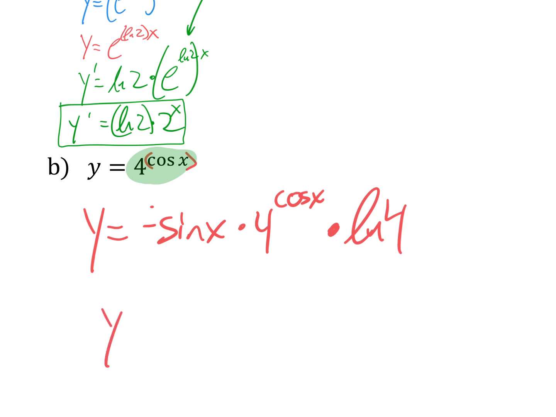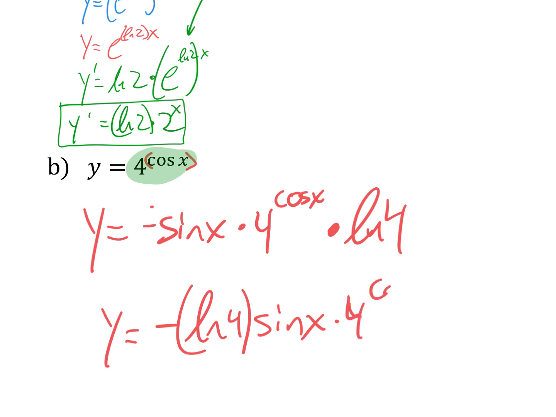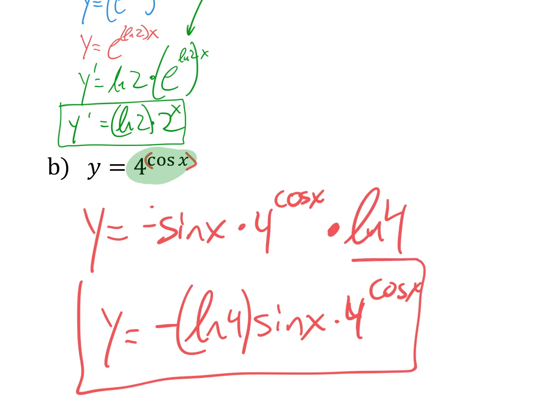We might just clean it up a little bit. We might write negative natural log of 4 times the sine of x times 4 to the cosine x. It doesn't really matter. You can put it in lots of orders, but there you have it.